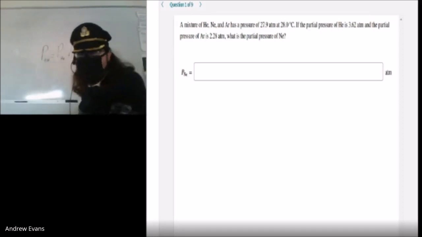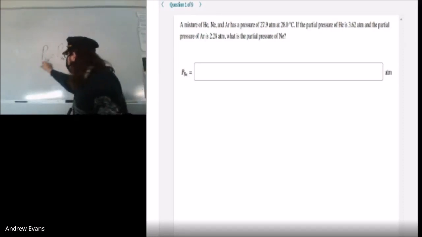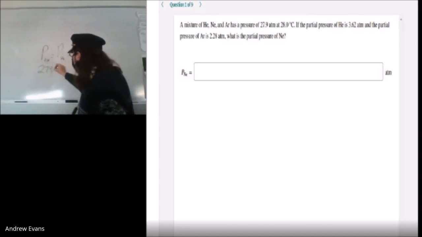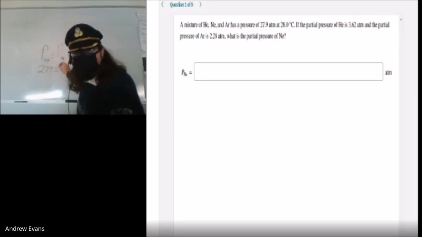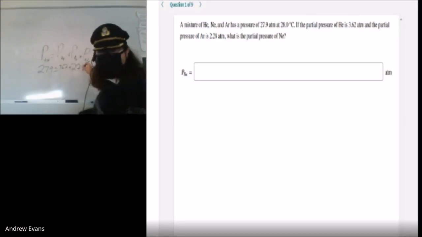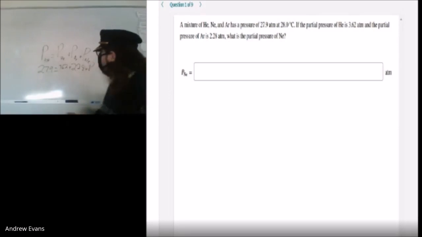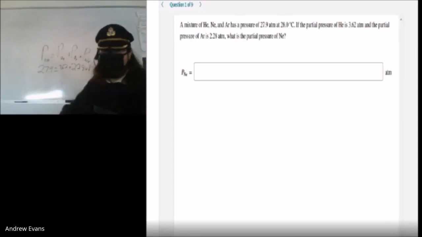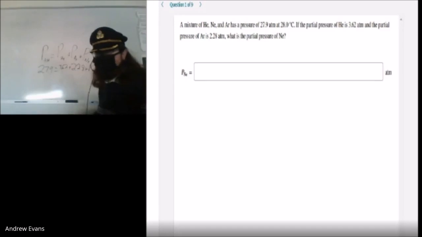Then they're giving us the total pressure, 27.9. They give us the individual pressures of 3.62 and 2.28, plus our unknown pressure. So what do we have to do? We have to subtract the partial pressures from the total pressure to find the difference. It is a lot easier than it seems at first glance.